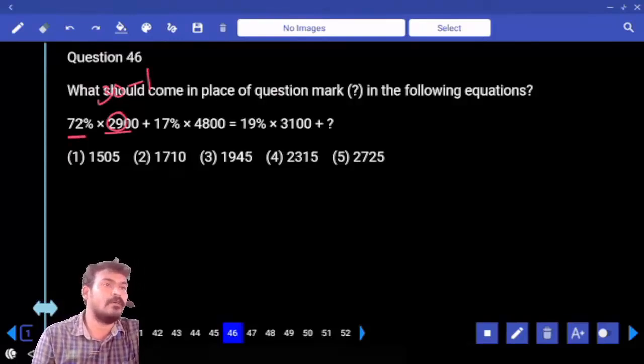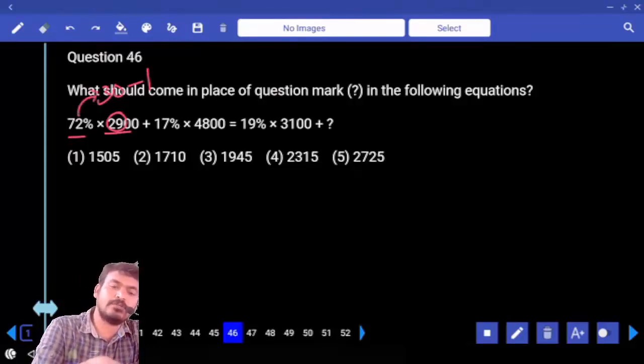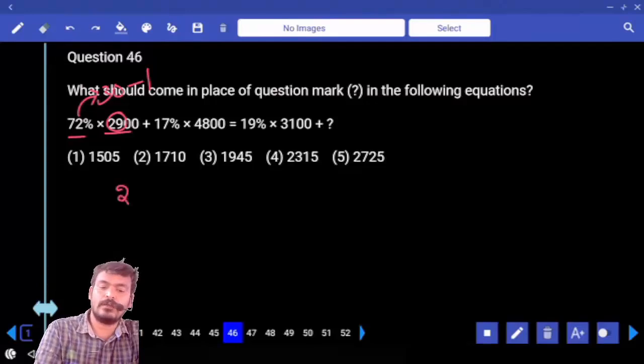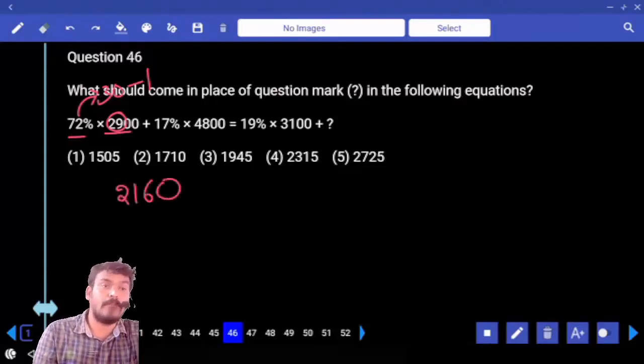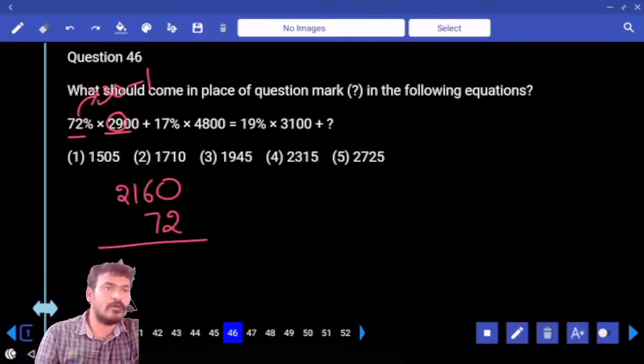30 minus 1 time. 72 into 30 means 2160 minus how much value? 72, or not? What is the remaining value? 2088, or not? 2088. What is the second value?